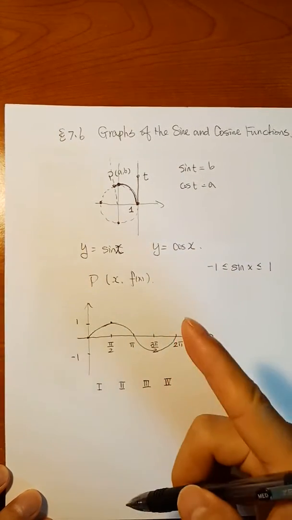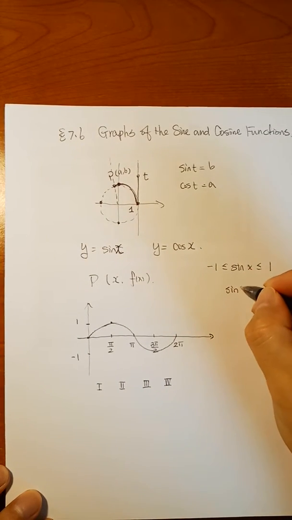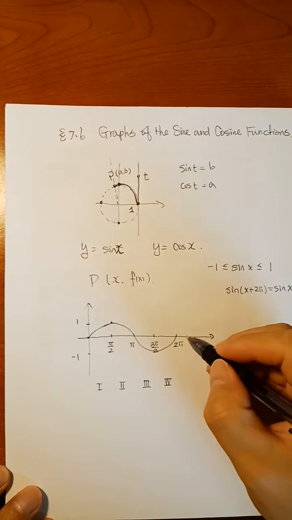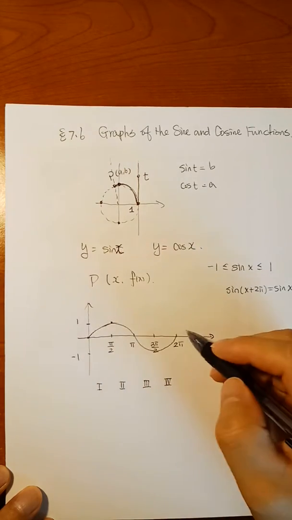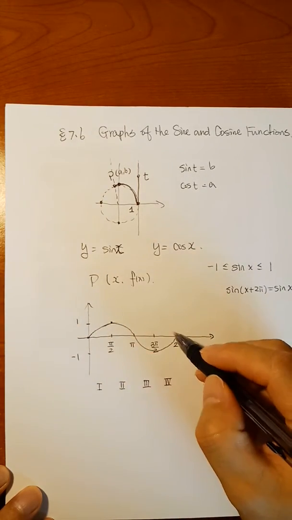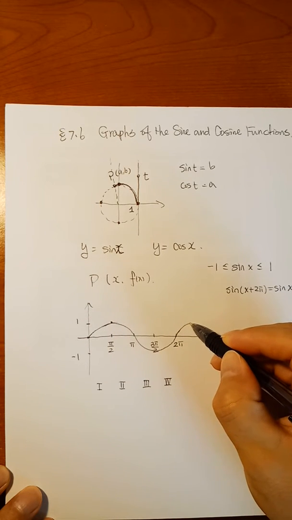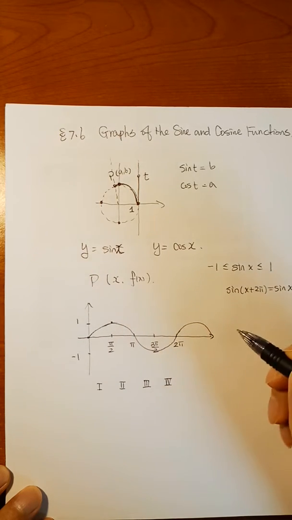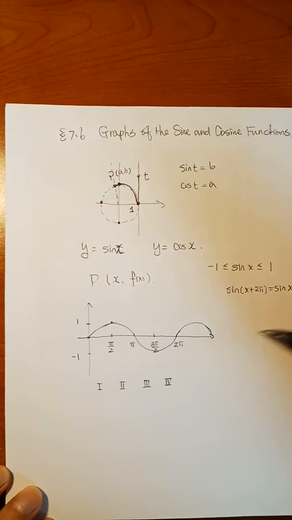We say this is one period. Remember, the sine function is periodic. Sine of x plus 2 pi is sine of x. So the other points are a repeat of the behavior on the interval 0 to 2 pi. If you continue this, you will get another period, and it continues. It's an infinite graph, from negative infinity to positive infinity.